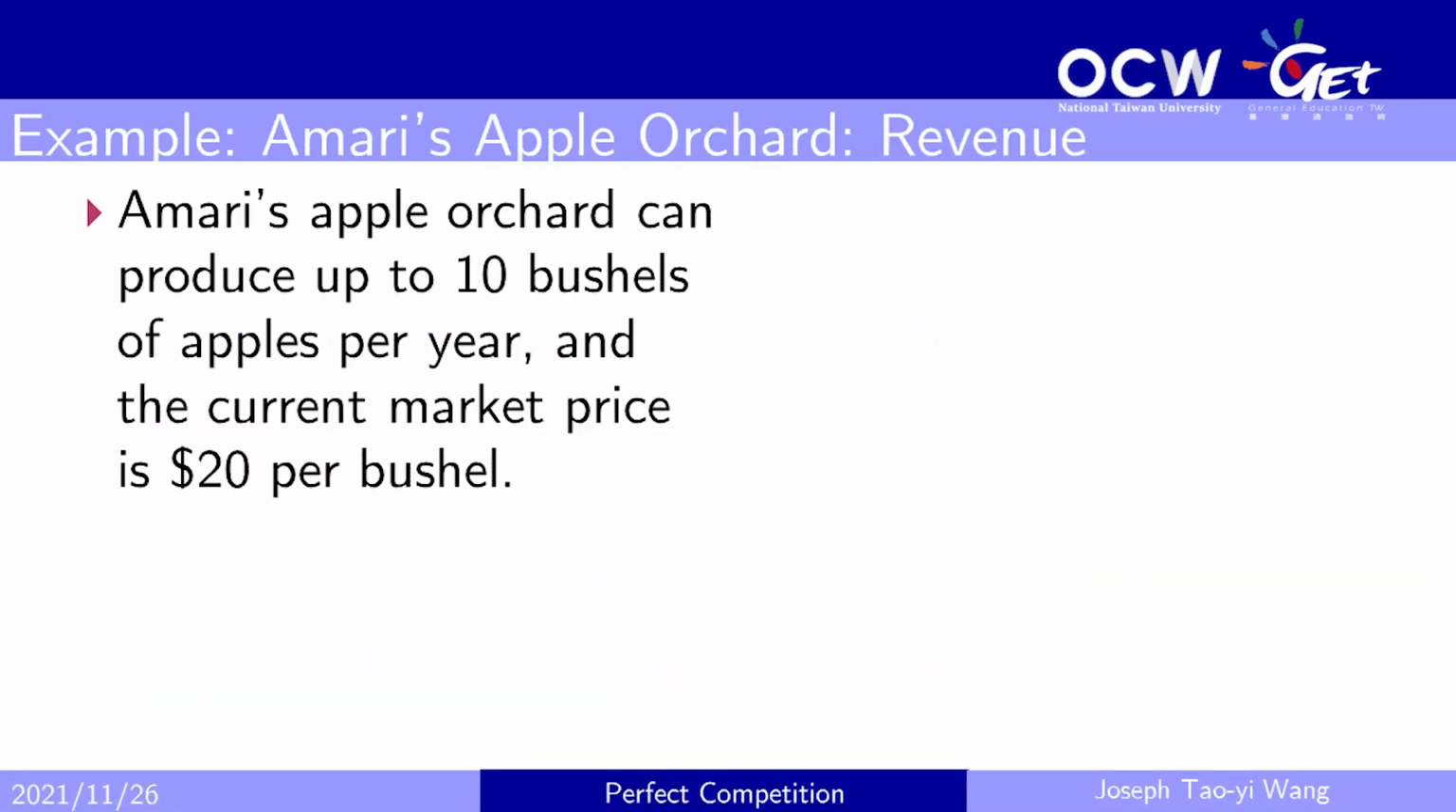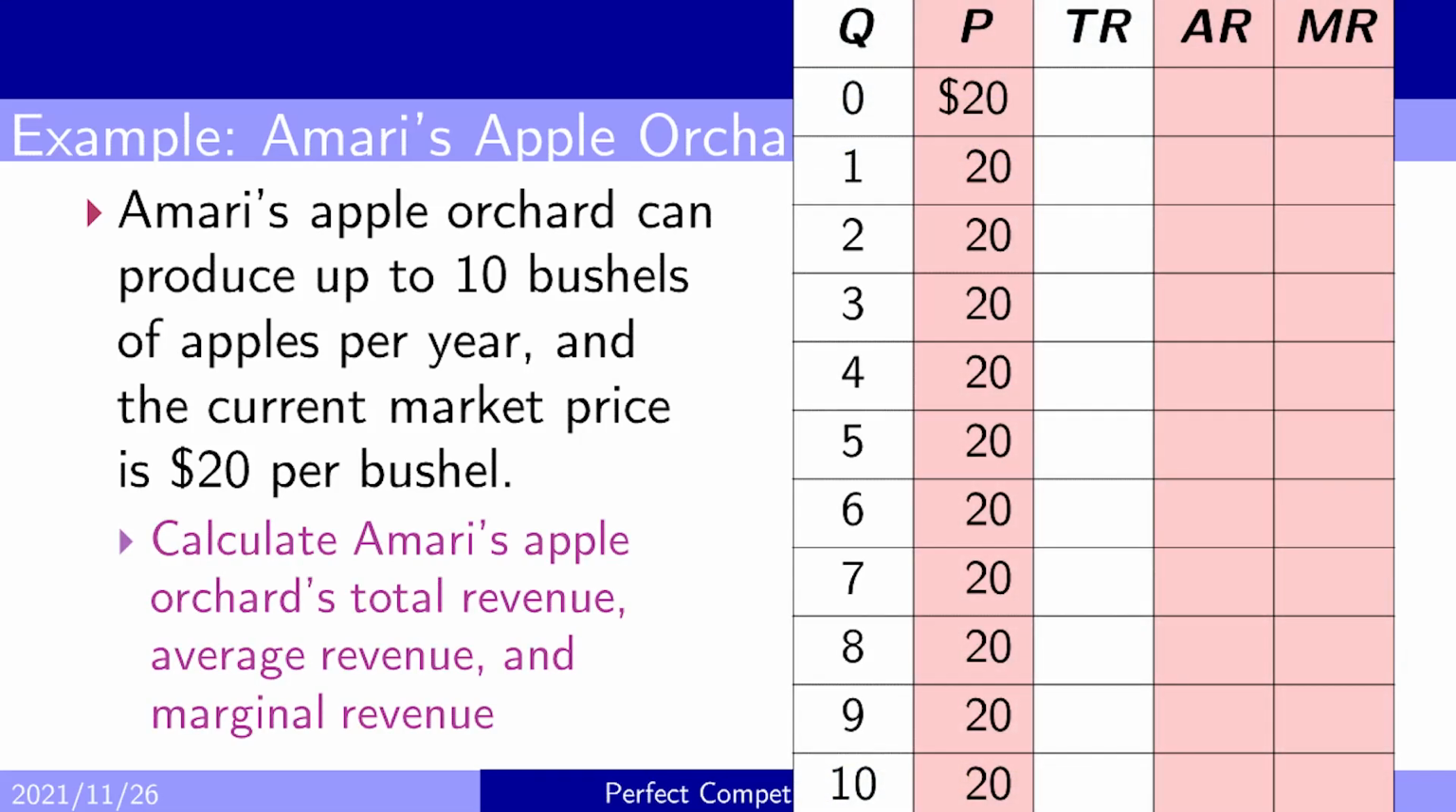All right, so here's an example. Here we have Amari's apple orchard, and you can produce up to 10 bushels of apples per year, and the current market price is $20 per bushel. So calculate Amari's apple orchard total revenue, average revenue, and marginal revenue. So here's the quantity, and here's the market price, always 20.